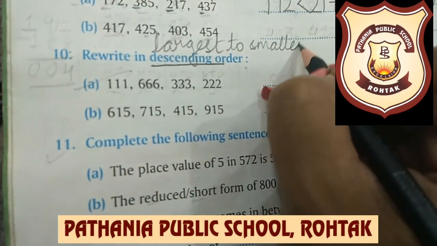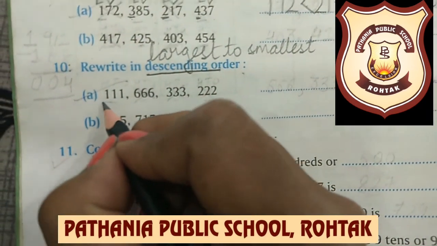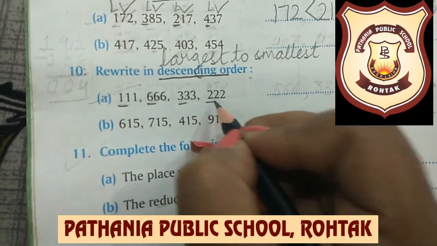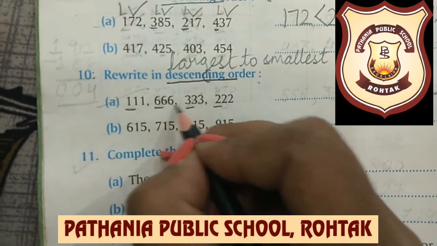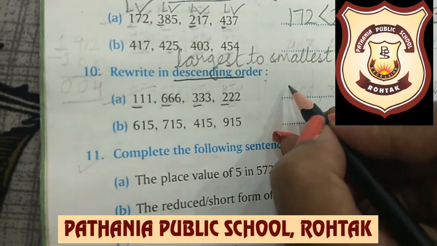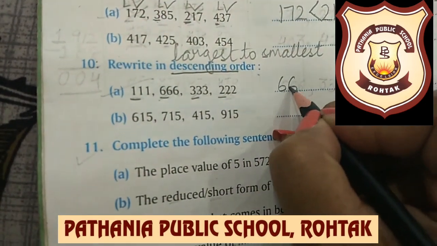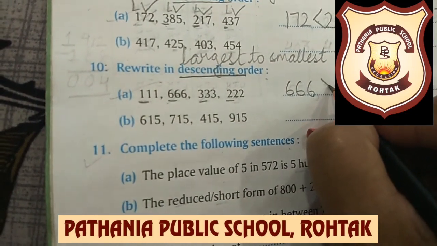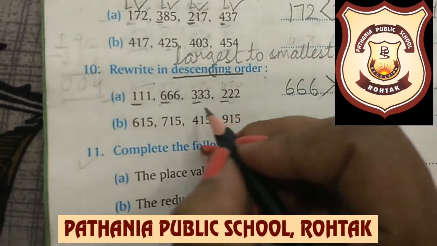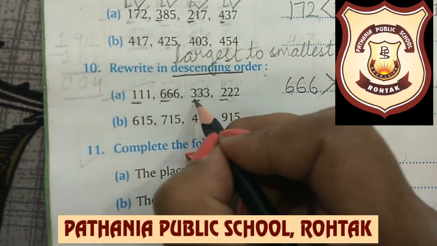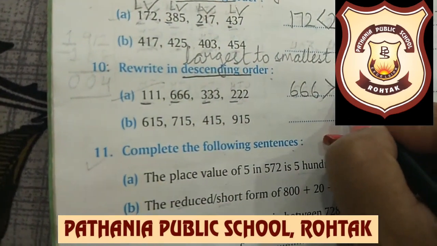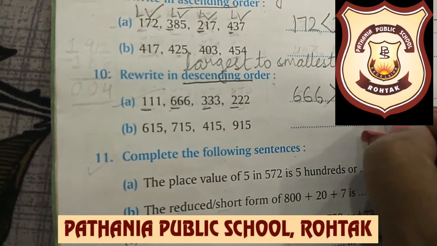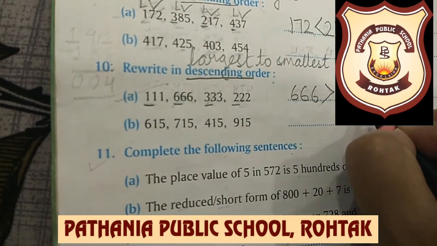So again by comparing the first digit on the left hand side we can identify which number is largest. Now among these all, 6 is the largest digit. So we will write 666 first. Now because it is the largest number it will have a greater than sign in front of it. Now after 6, 3 is the largest digit. So 333 will be the next largest number.